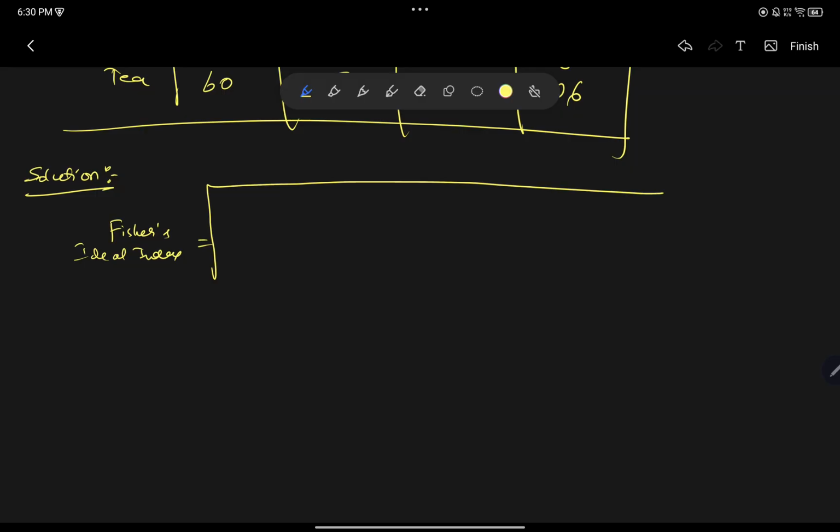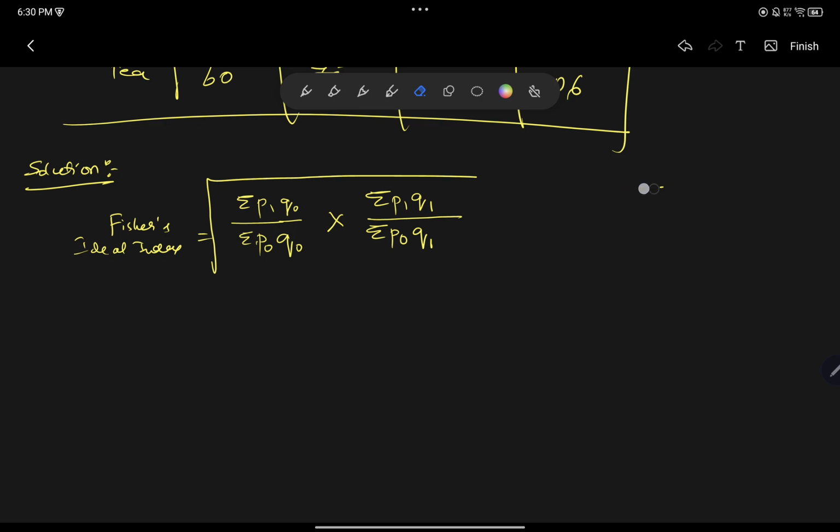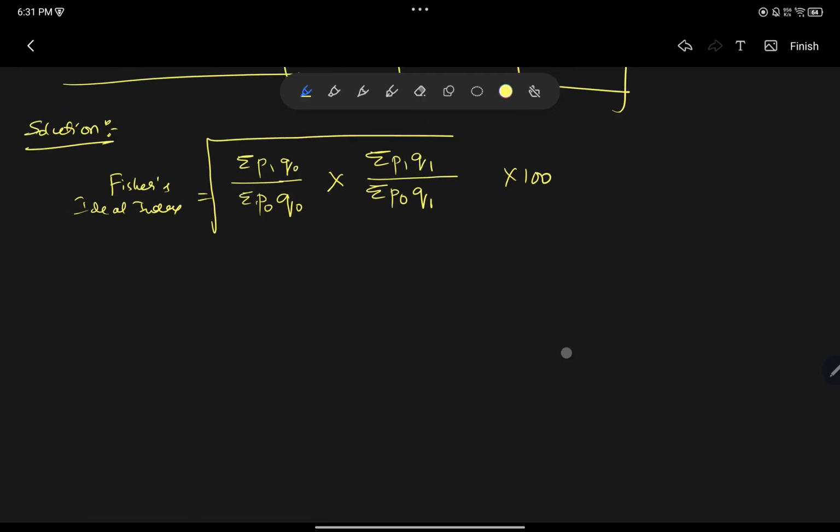First, Laspeyres' formula, right? Summation of P1 Q0 divided by summation of P0 Q0. What Laspeyres focuses on? He focuses on quantity of base year, so Q0 we have written. Then multiply by Paasche's formula, that is summation of P1 Q1 divided by summation of P0 Q1. What Paasche focuses on? He focuses on quantity of current year. So this is the formula. After that, into 100 we need to write. Okay, this is Fisher's ideal index formula.